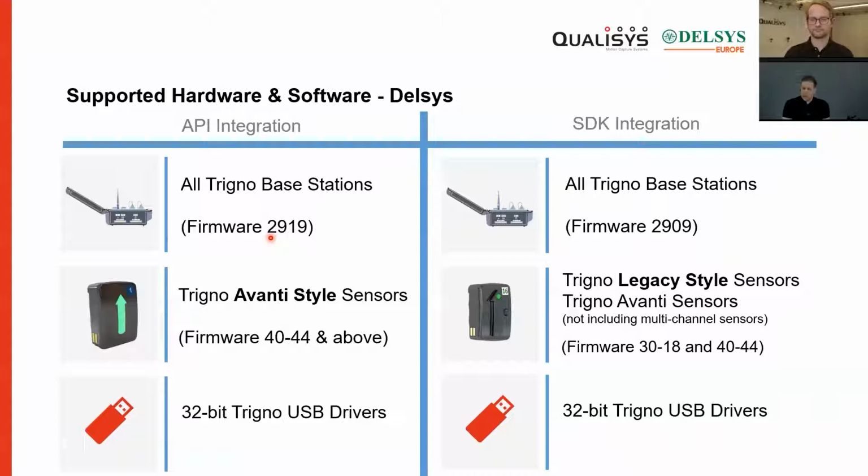Also, the API integration will support only Trinio Avanti-style sensors. These can be characterized by the lack of a button compared to the legacy sensors and the large LED on them. Importantly, this now supports not just Trinio Avanti but also our multi-channel sensors, such as the Trinio Duo and the Trinio Quattro. These sensors need to be on at least 4044, but ideally the latest firmware, 4049, which you can upgrade to.